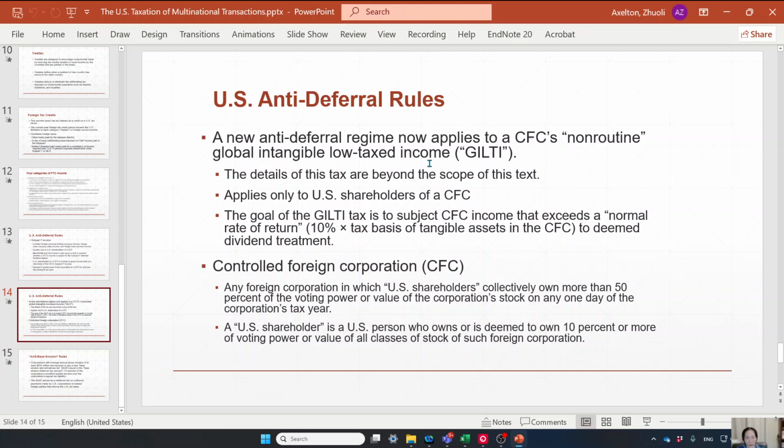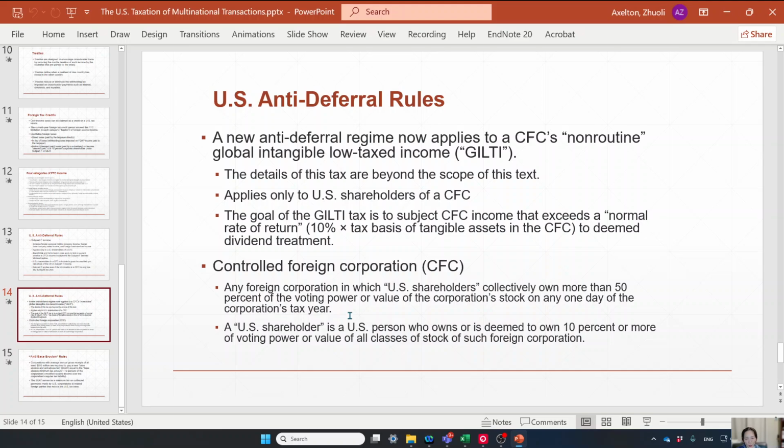There's more to this post the TCJA. More anti-deferral rules are set up. You probably heard a lot about this on the news, and GILTI is definitely something new here. This new anti-deferral regime now applies to a CFC's non-routine global intangible low-taxed income. And CFC, what is CFC? Controlled Foreign Corporation. Any foreign corporation in which U.S. shareholders collectively own more than 50% of the voting power or value of the corporation's stock on any one day of the corporation's tax year.